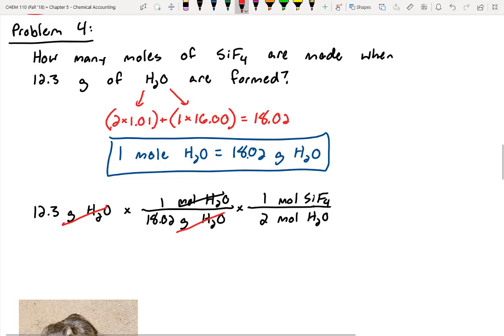1 and 2. There we go. And now if we plug this into our calculator, I'm getting 0.381 moles of SiF4.